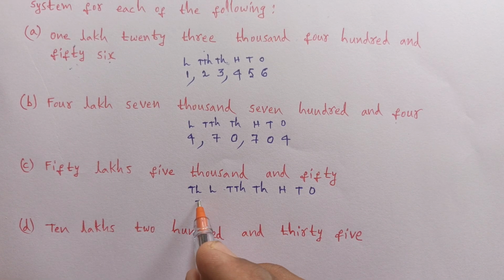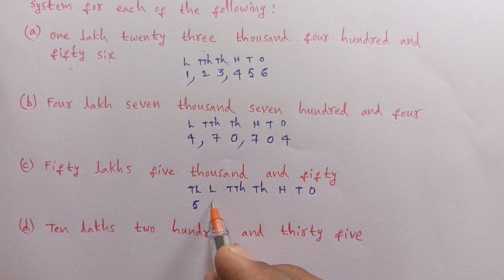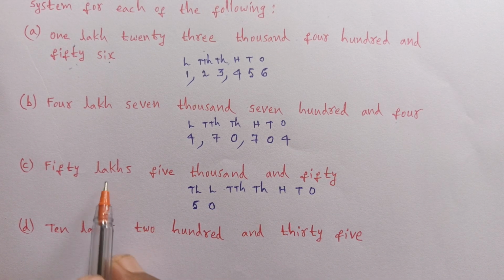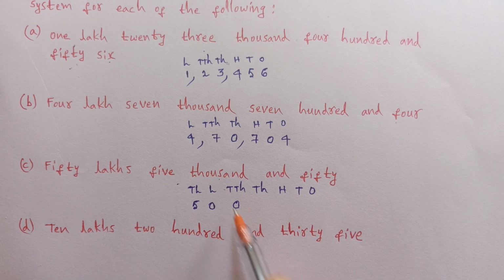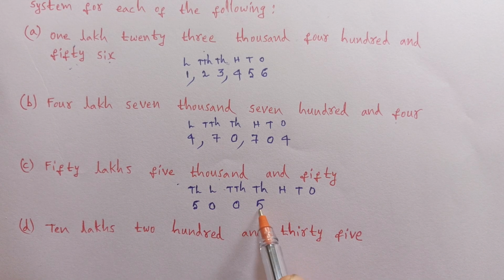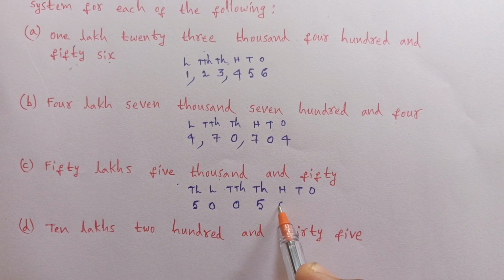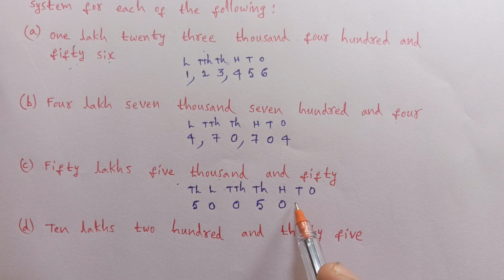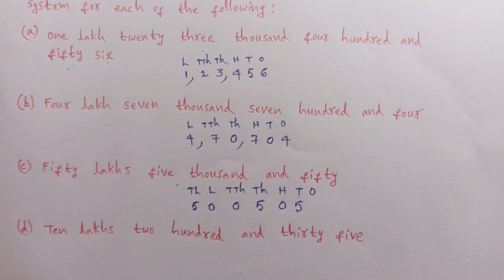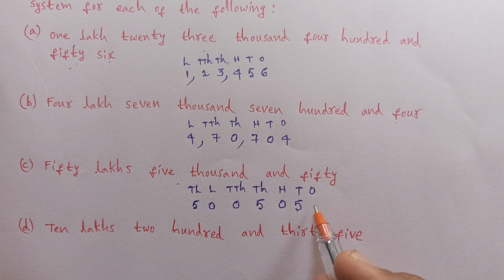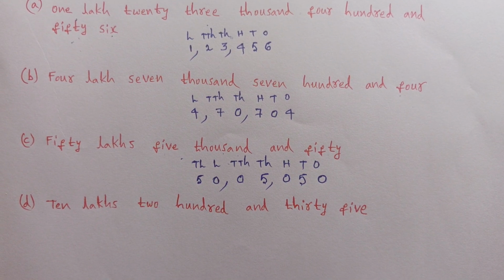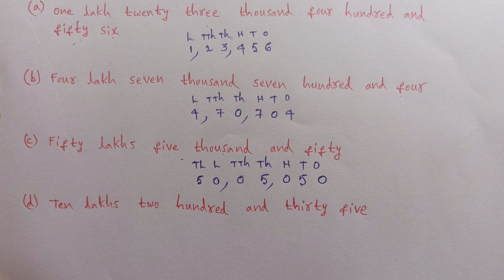Next, the C bit. Here 50 lakh means we have to take the 10 lakh position also. 50 lakh, so 5 times 10 lakh, that's why 10 lakh place 5. Next, lakh place 0 because nothing is mentioned here. Next 5,000, so the 10,000 place is also 0. But in the thousands place we have to write 5, and 50. That means in the hundreds place nothing is mentioned, 0, and in the tens place 50 is mentioned, so we have to write the digit 5, and finally ones place 0. So in total, 50 lakh 5,050.